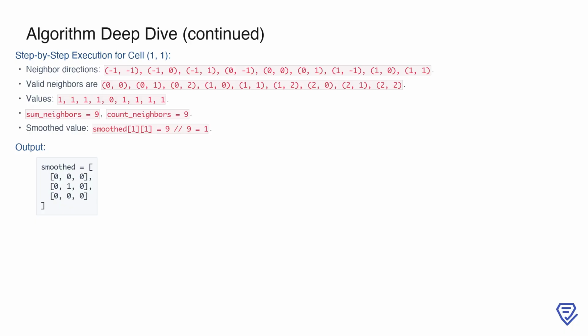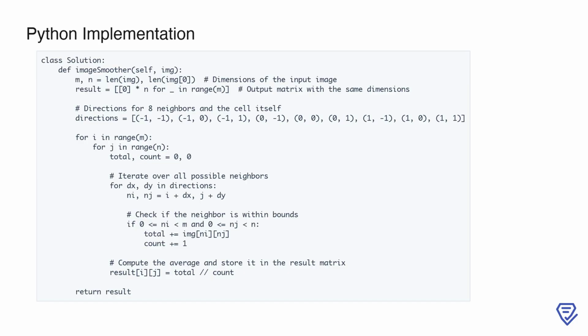After processing all cells, the final smoothed matrix is returned, where the computed values reflect the average of valid neighbors for each cell. This code solves the image smoother problem, number 661, on LeetCode, where the goal is to calculate a smooth version of a 2D matrix by averaging the values of each cell and its neighbors. Here's a step-by-step breakdown of the implementation.